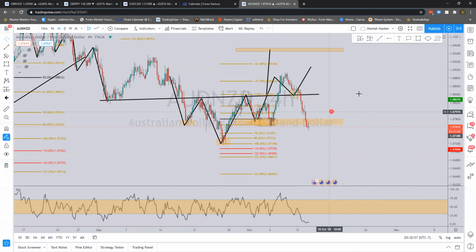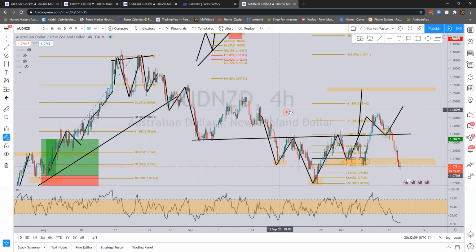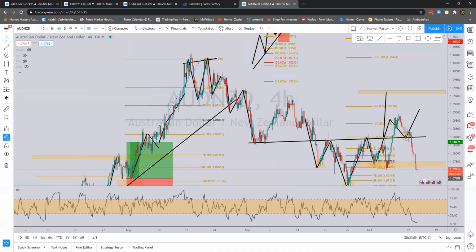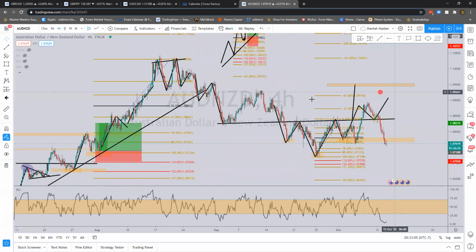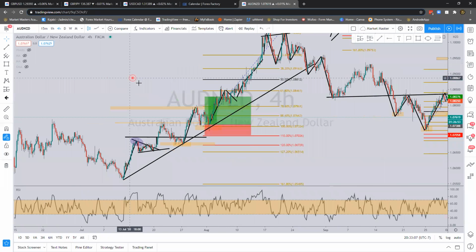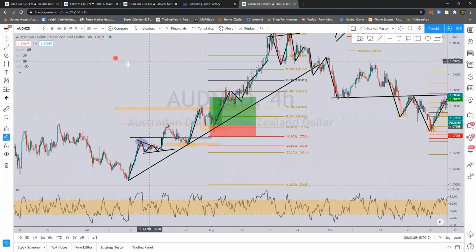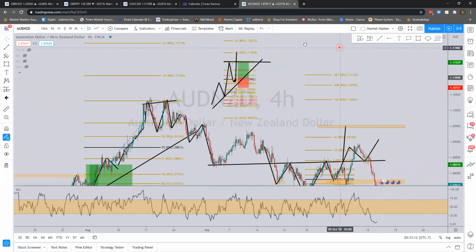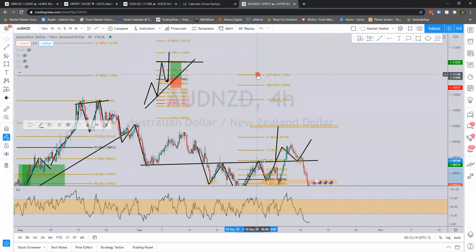So anyways, this one didn't play out as good. But as far as favorite pairs, this is one of them. AUD NZD, just because of how smooth everything is. It's been very good to me. And then the majors like EURUSD and stuff are some of my favorites.